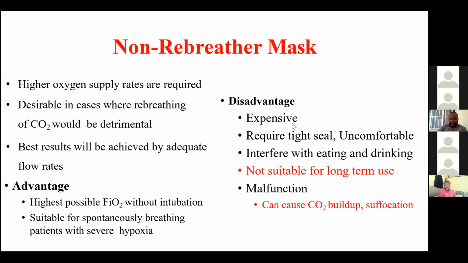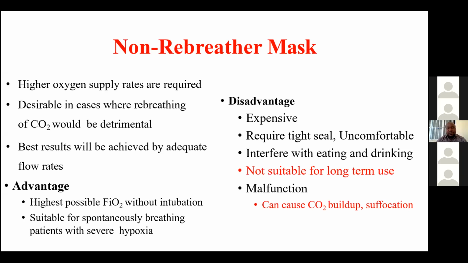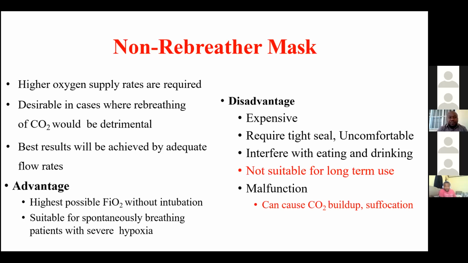Okay, Dr. Joseph was talking about oxygen delivery devices, low flow devices. He was on the non-rebreather mask, talking about its indication. This non-rebreather mask is used as we escalate oxygen according to the 3 Ps we discussed, for the patient in need.